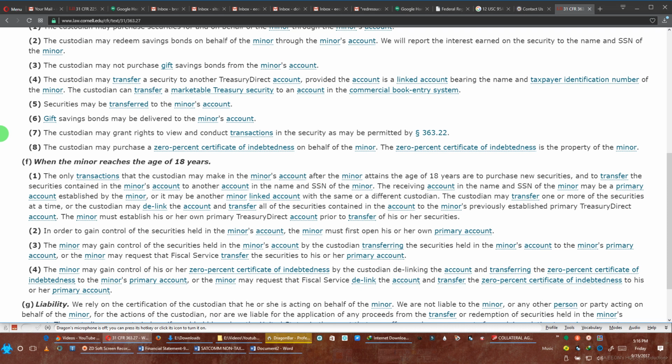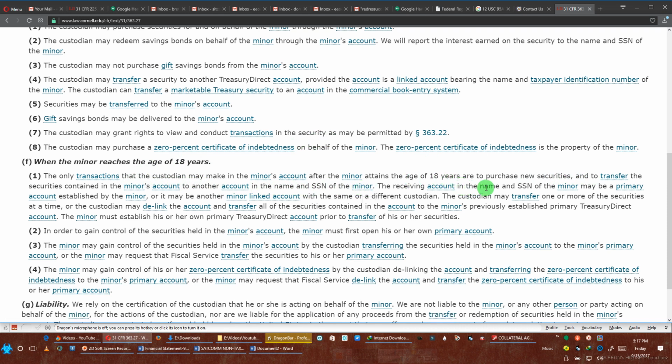Let's go, and we need to read this so that you guys understand it. Pay attention to this, please. Only transactions that the custodian, Federal Reserve, may make in the minor's account after the minor attains the age of 18. It doesn't say after minor attains the age of majority. It says after you attain the age of 18 years. That's why I keep telling you they're not stealing from you. They're not taking anything out of your account, people. They can't. The law prohibits that. The only thing they can do is purchase new securities or transfer securities contained in your account to another account in the name and Social Security number of you.